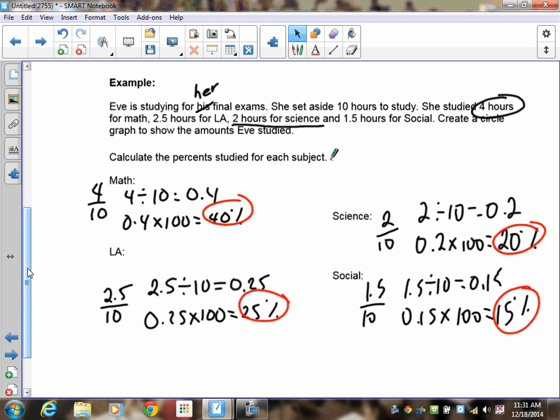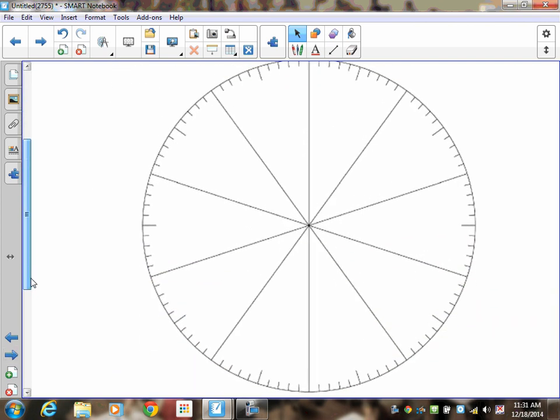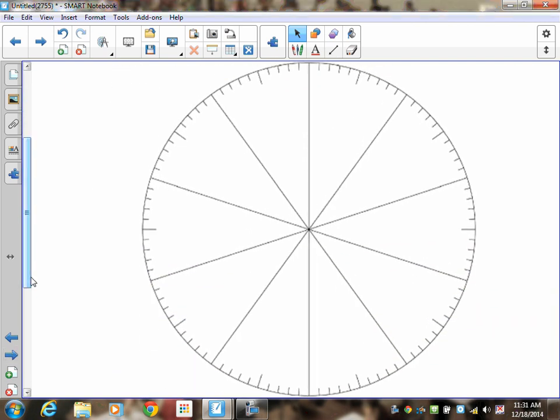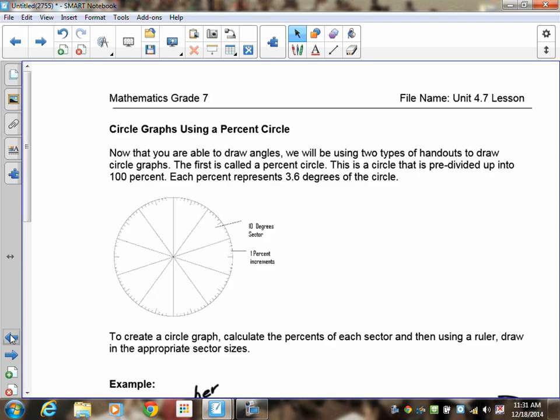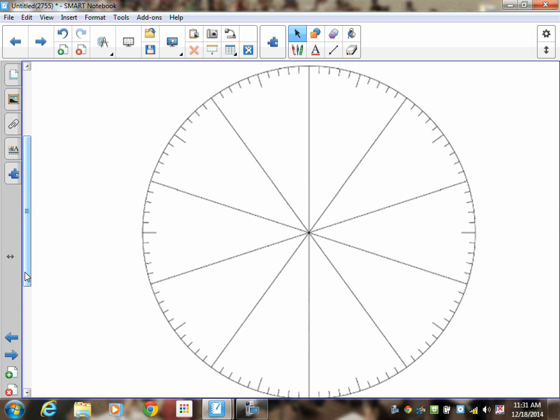So I now have to take the math and put it on to 40%. So this is a circle graph. This particular one is divided up into 10 equal spaces. Each one of those spaces has got marks on the outside which show you 1%. So if you counted all the little tiny tick marks around the outside, there's basically 100 of them. I need to take my first one, which if you go back here, is math, and it's 40%. So I'm going to have to mark off 40%.